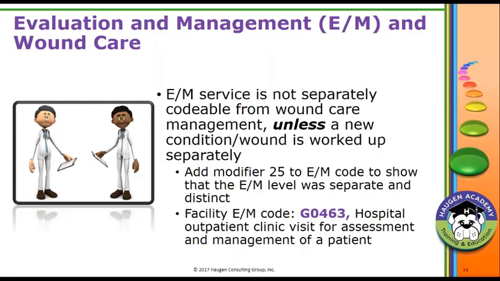Just a note about E&M codes. For those of you who are reporting the hospital clinic level E&M, you can assign an E&M code in addition to the wound care codes. However, you need to have very clear documentation that that E&M is related to something other than what they're receiving the wound care for. It could be a new ulcer or a new area of concern, but make sure you have good solid documentation to back that up, and you'll assign that modifier 25 to your E&M code.